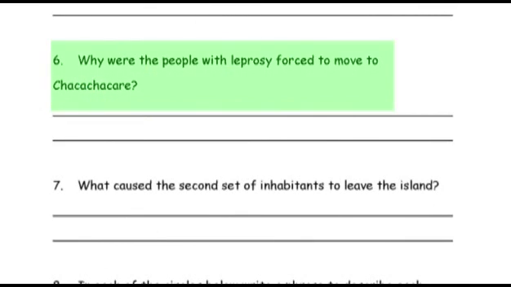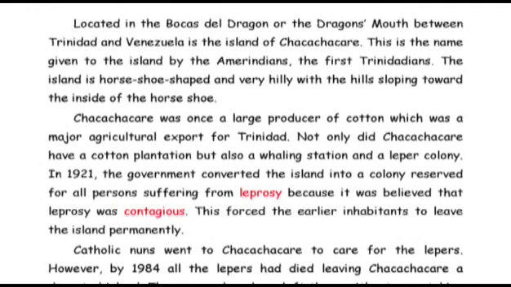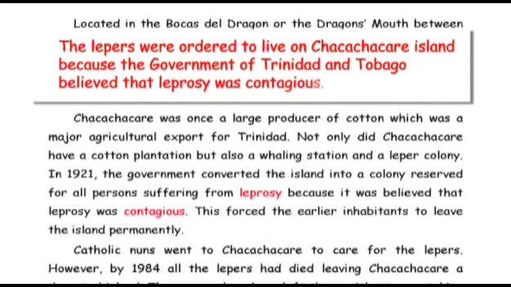Question 6. Why were the people with leprosy forced to move to Shakashakari? Ask yourself, why were the lepers ordered to live on Shakashakari Island? Let us look in the passage for the answer. And there it is in paragraph 2. The government converted the island into a colony reserved for all persons suffering from leprosy because it was believed that leprosy was contagious. Therefore, your answer could read, the lepers were ordered to live on Shakashakari Island because the government of Trinidad and Tobago believed that leprosy was contagious.